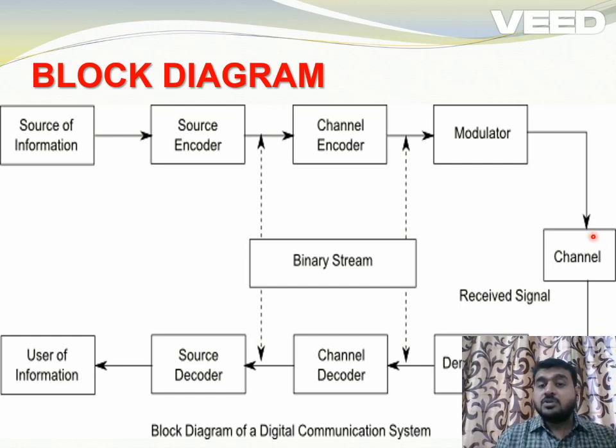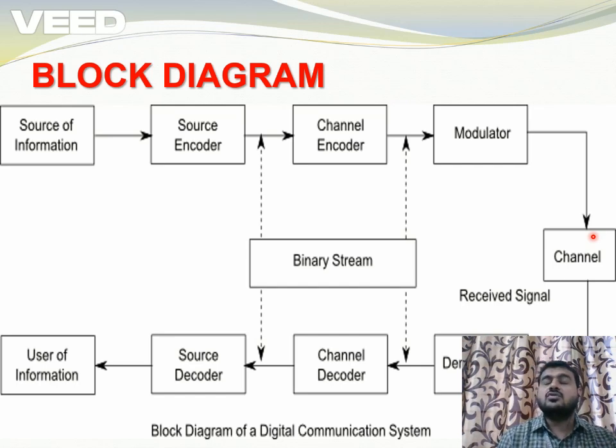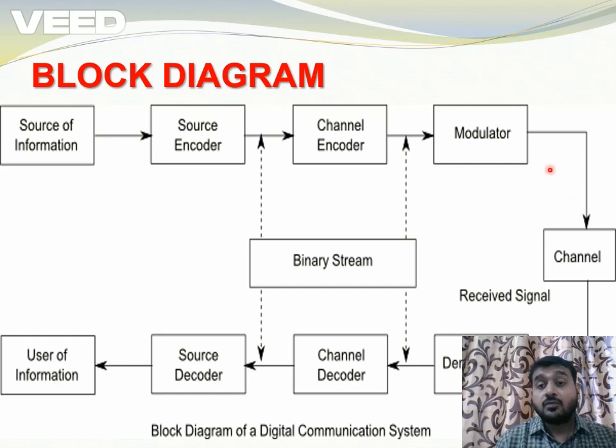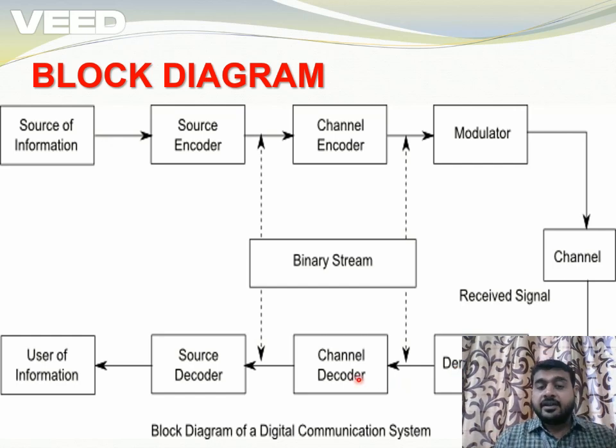This channel is from one device to another. It might be using a tower or Wi-Fi or Bluetooth. Whatever channel you use for transferring from one device to another will be considered as a channel. And then you will have a receiver side, which will have a demodulator and decoder. The receiver side is always the opposite of your encoder side.